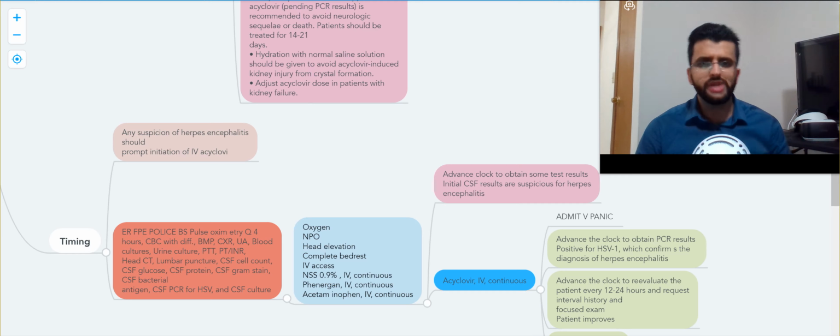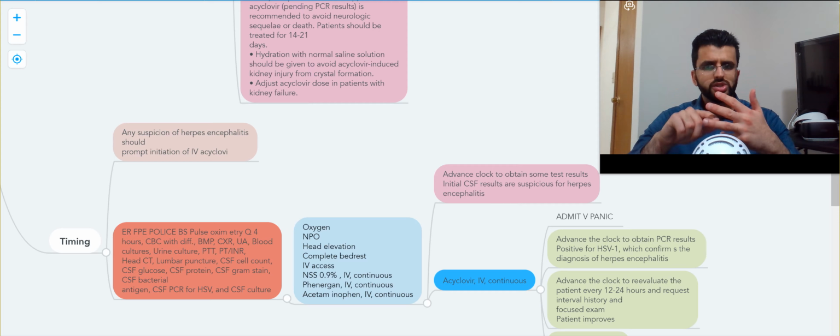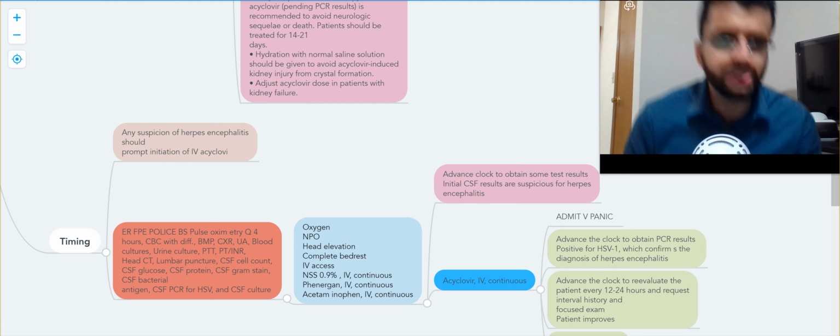What do you do after that? You said that we start IV acyclovir, right? And you did all of these tests: lumbar puncture, urine culture. So there are three things when you want to look for infection: lumbar culture, urine culture, blood culture, plus head CT. Yes. Okay. So those are the things searching for infection.